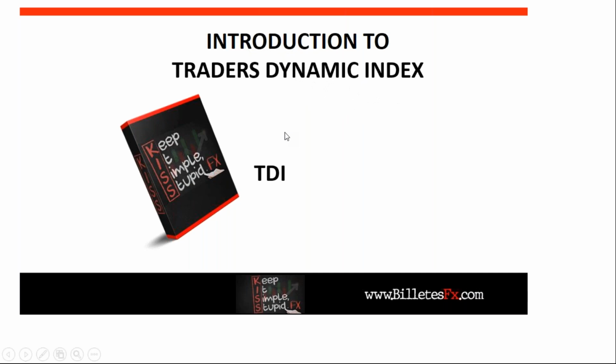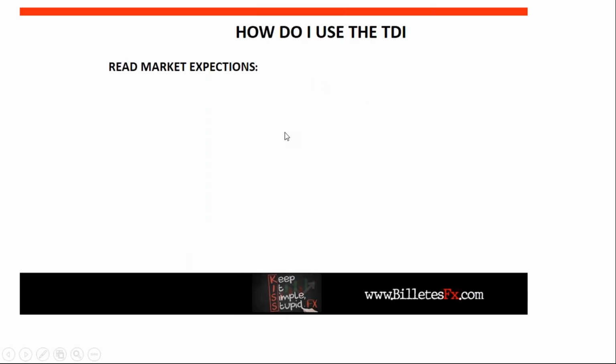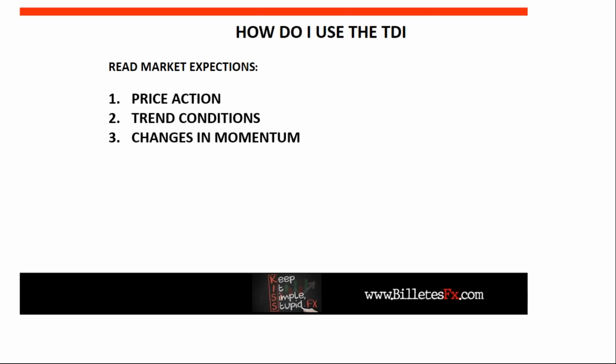So the TDI is the Trader Dynamics Index. It's going to help you read the market expectations. It's going to give you the price action. We're going to go through the theory right now, and then we'll hit the charts. It's going to identify price action. What is the market doing right now? It's also going to help you with the trend. What is the trend doing? Is it choppy? Is it going up? Is it a strong buy? Is it a strong sell?